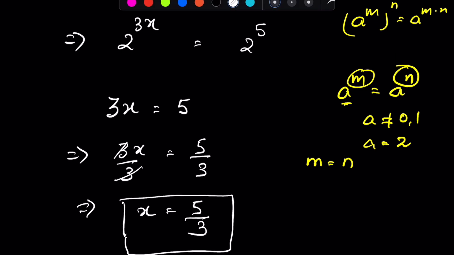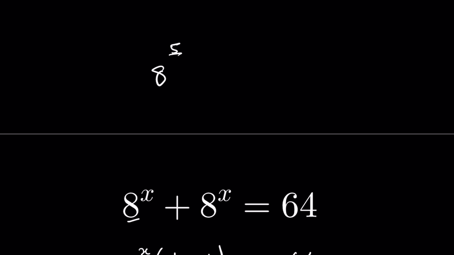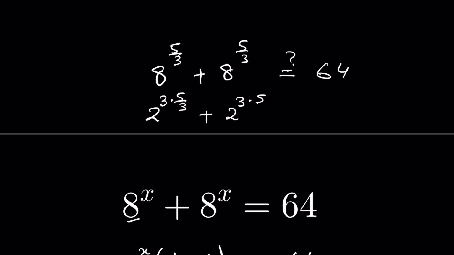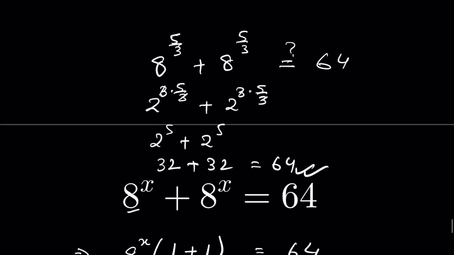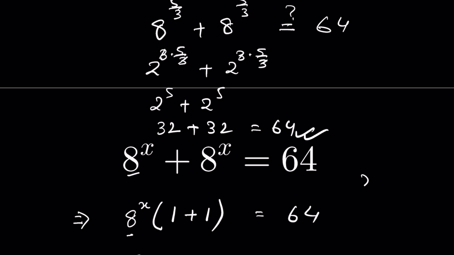Now let's verify this answer. 8 raised to the power 5 upon 3 plus 8 raised to the power 5 upon 3, it should be equal to 64. We have to check. 8 again you can write as 2 raised to the power 3 times 5 upon 3 plus 2 raised to the power 3 times 5 upon 3. 3 and 3 get cancelled. 2 to the power 5 plus 2 to the power 5. 2 to the power 5 is 32, plus 32 is equal to 64. Answer is verified. Therefore, x is equal to 5 upon 3.